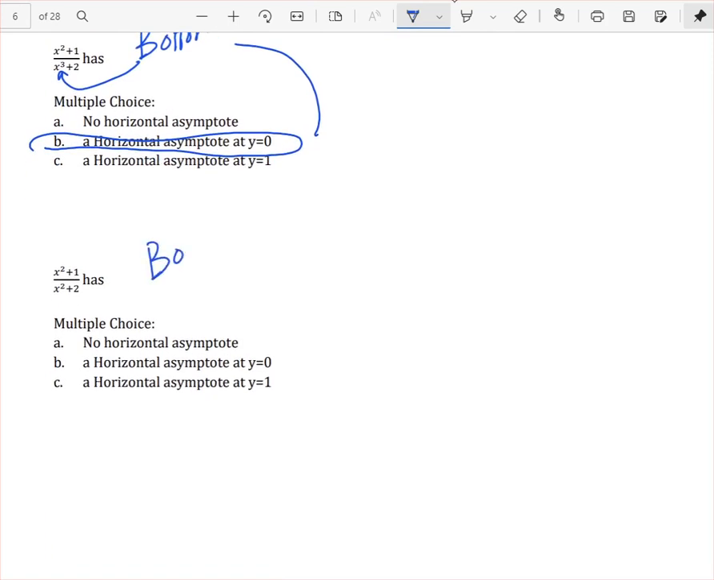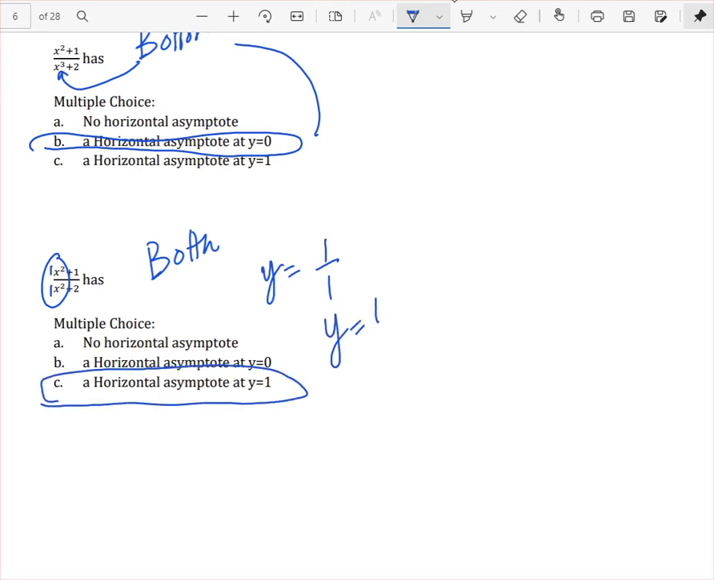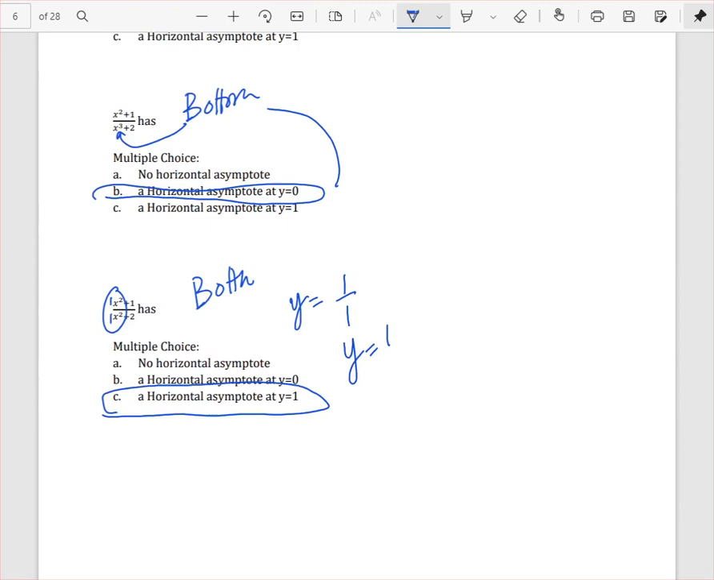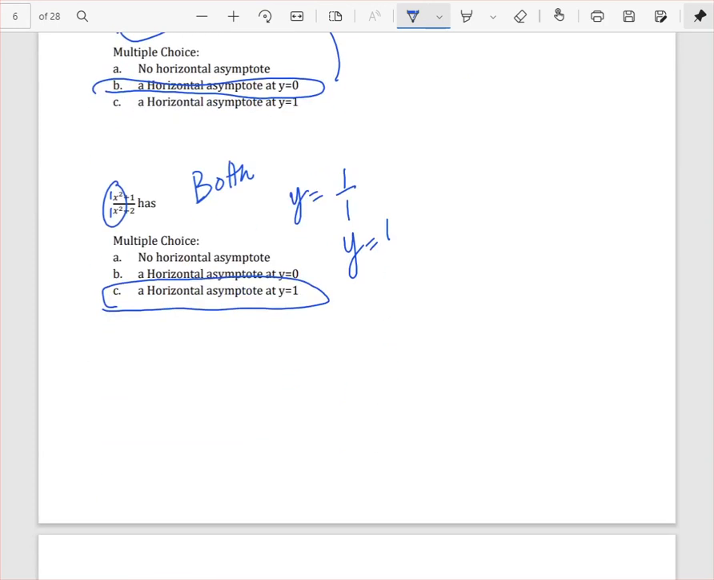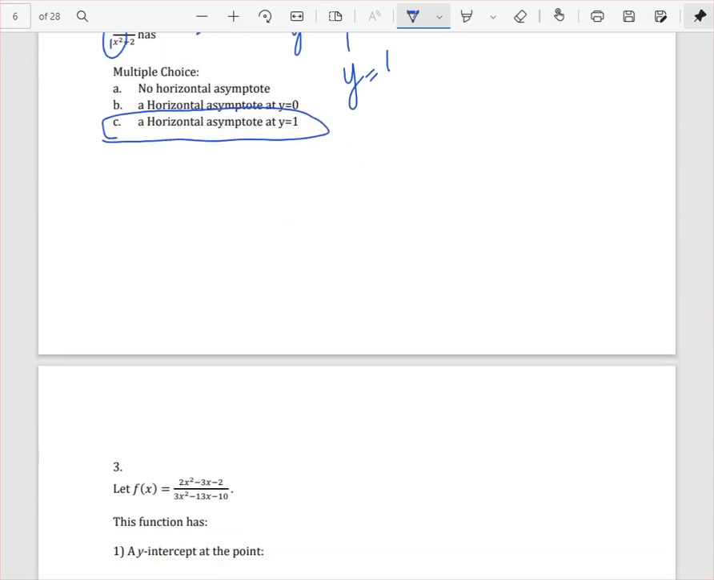This one would be both. So what you're going to do is take the numbers right next to them and divide them. So it would be y equals 1. That's how the horizontal asymptotes work. Those are the two options you always get, either top, bottom. So this is a perfect example of the rule for finding the horizontal asymptotes and an example of each. So this is a really good page, if I do say so myself.